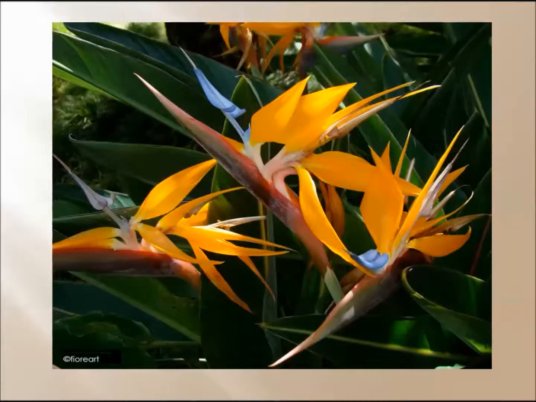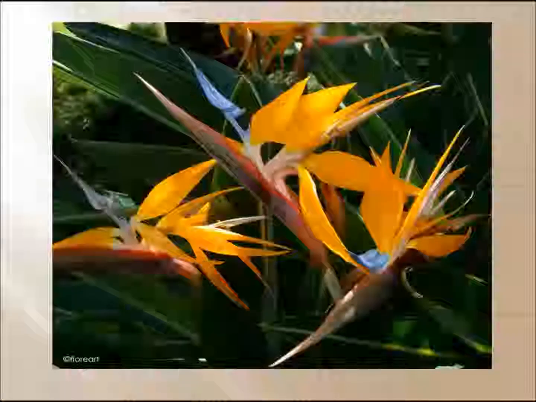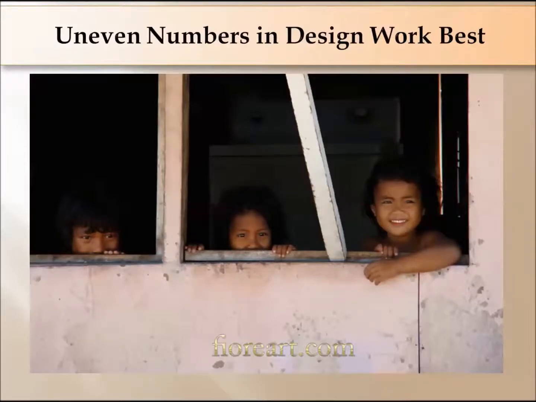Okay, so here we have three birds of paradise. It's just a nice movement, a nice flow from one to the other. This is on Christmas Island. So these three girls were just there in this building. They're being framed very nicely by the wood in the building. And you have one large girl by two smaller ones. So often an uneven number in design works better. So having 1, 3, 5 often is a better choice.